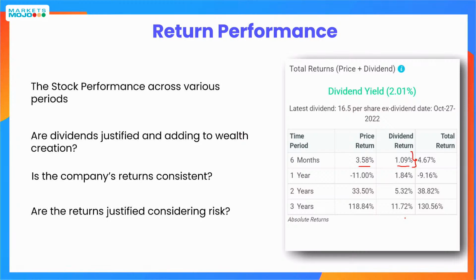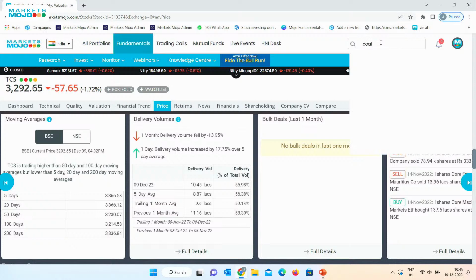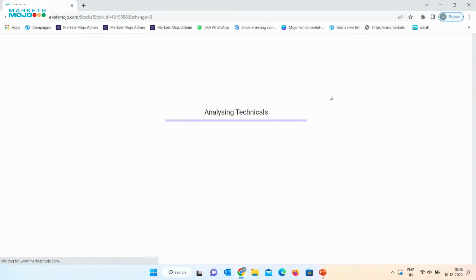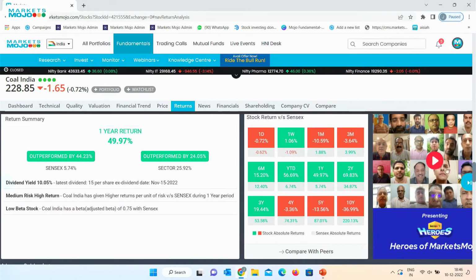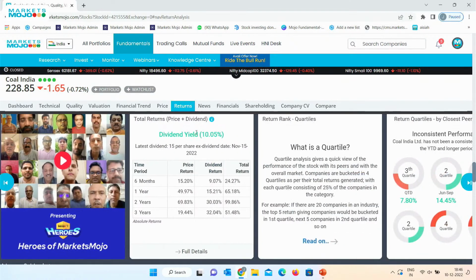For example, Coal India. Let's go to Coal India. Coal India is known for giving high dividends. A lot of feedback comes in asking whether we should invest in this stock particularly for dividends. If you go to returns and slide right, this is the card I was talking about, dividend yield. If you see here, in the past 1 year, 15% of Coal India's return is attributed to dividend and 49% is from capital appreciation, so a total return of 65%. You just add these two.